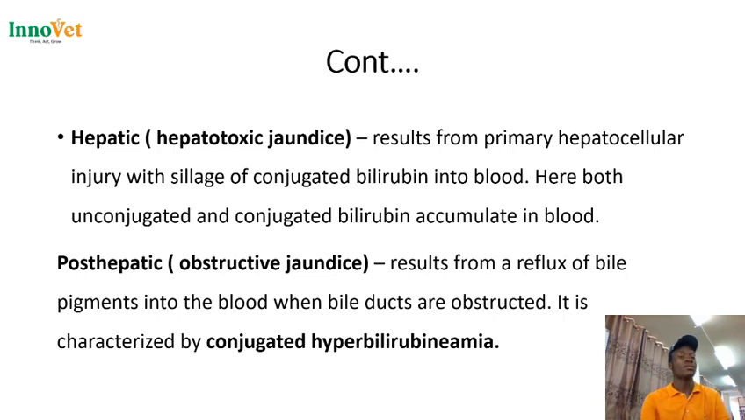Then the next one is the post-hepatic or obstructive jaundice, and this one results from a reflux of bile pigments into blood when the bile ducts are obstructed. So if there is obstruction of the bile ducts, the bilirubin will be taken up by other tissues that it will diffuse out to. And this is a characteristic of conjugated hyperbilirubinemia.